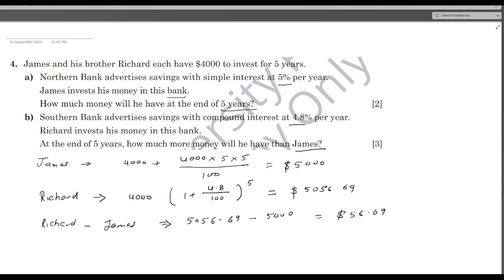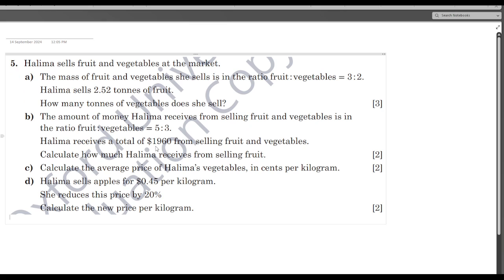Now the next problem, question number 5. Halima sells fruit and vegetables at the market. The mass of fruit and vegetable she sells is in the ratio, fruit to vegetable, 3:2. Halima sells 2.52 tons of fruit. How many tons of vegetables does she sell?